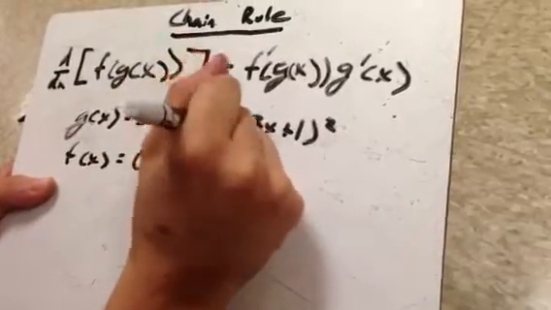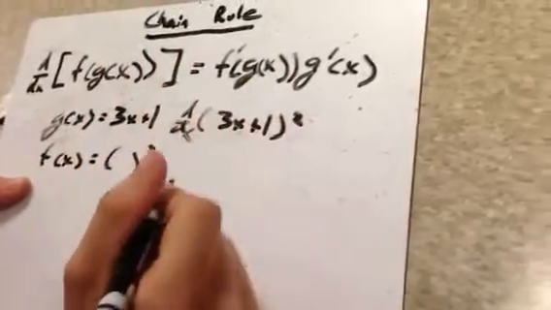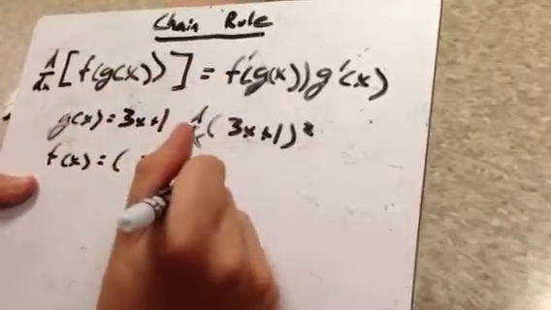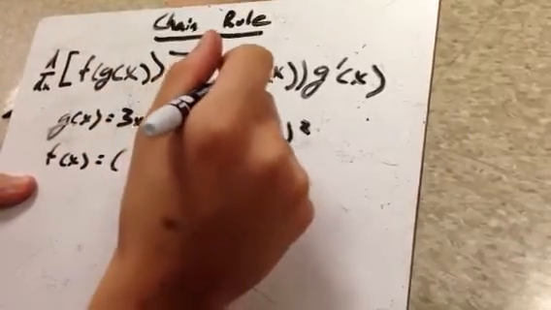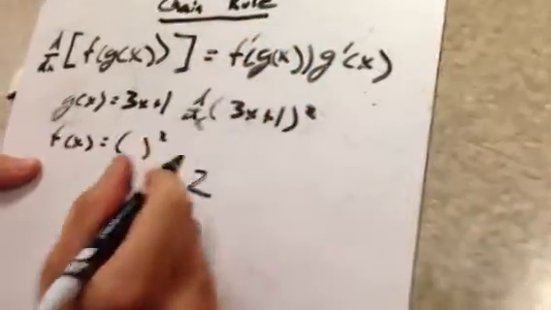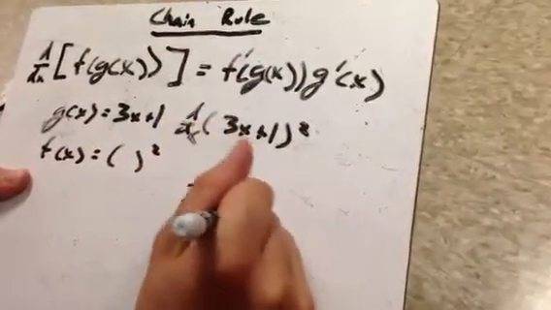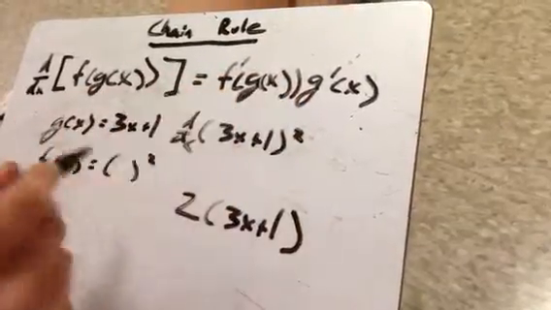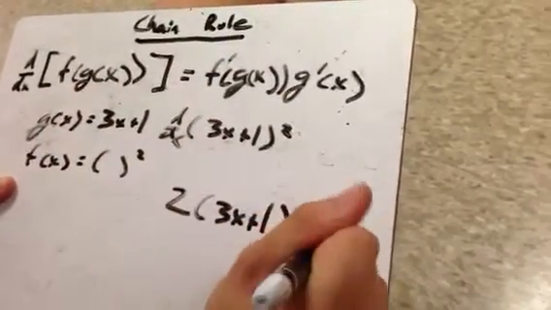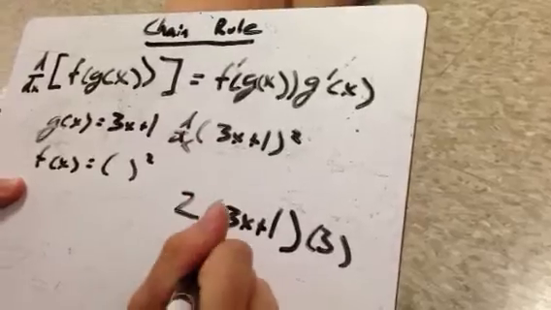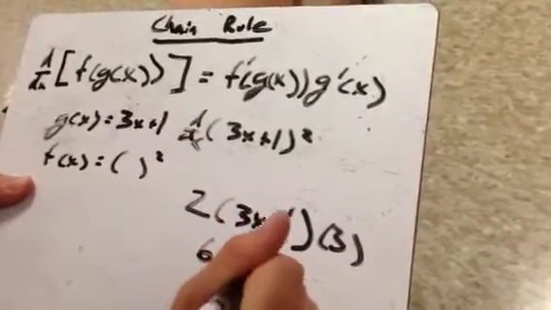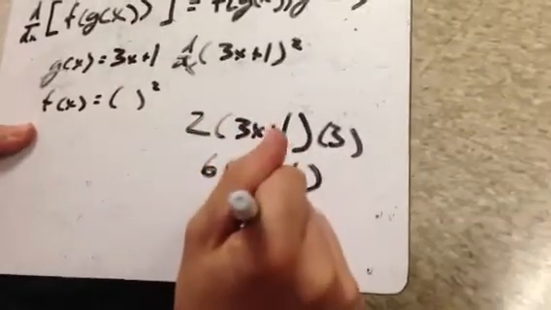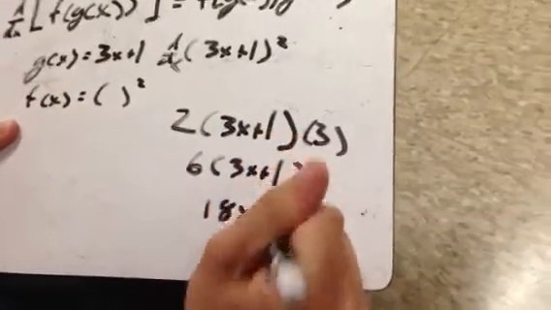So the derivative of (3x plus 1) quantity squared, so it's f prime, so you bring down the 2, times g of x, so g of x is 3x plus 1, times g prime of x. So the derivative of that inside is 3. So you're left with 6 times (3x plus 1), which equals 18x plus 6.